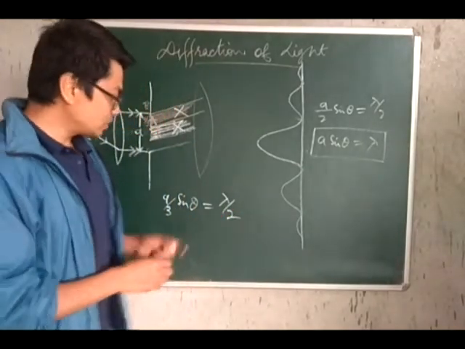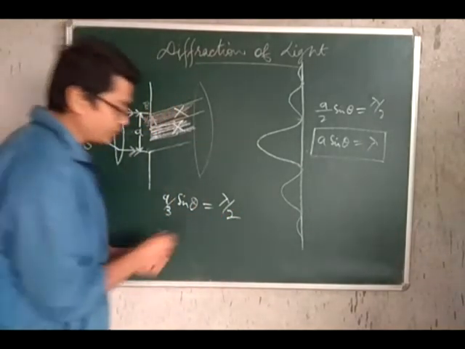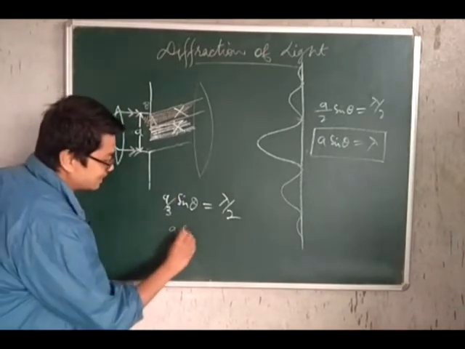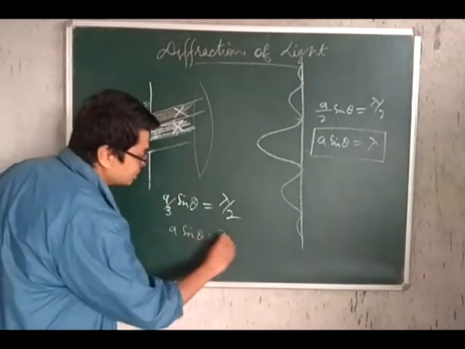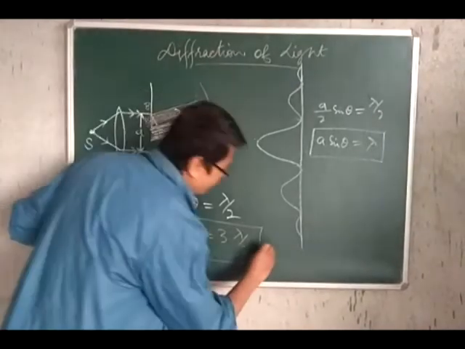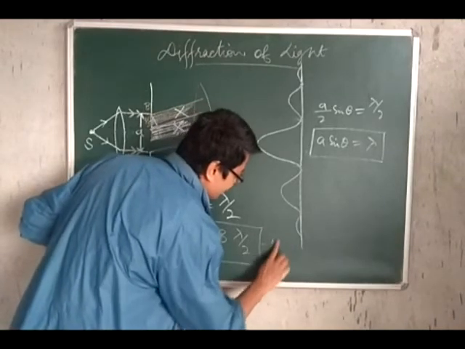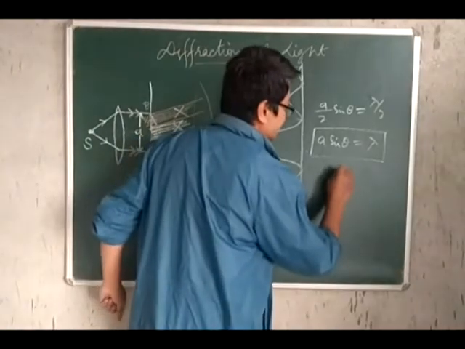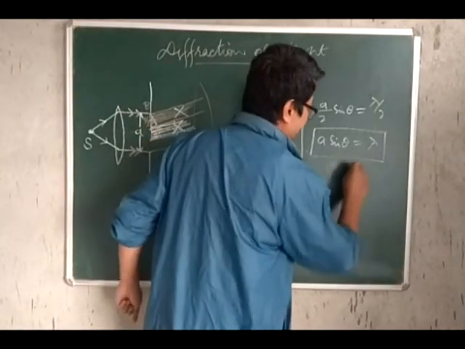So this is your condition for the first maximum, or I can write this as a sine theta is equal to 3 into lambda by 2. This is for your first maximum. This for your first minimum.